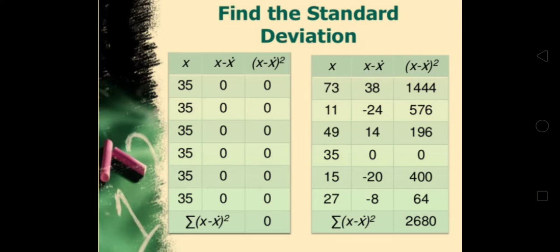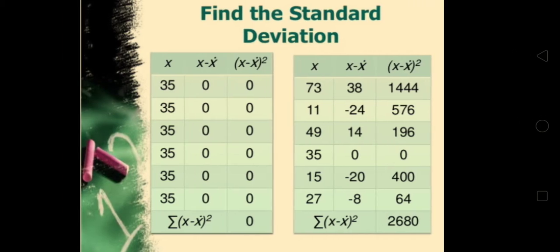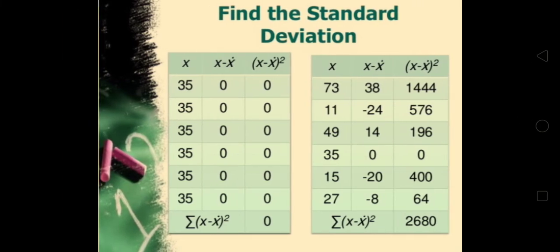What we have to do, firstly we have to derive x minus x bar, that is 73 minus 35, which is 38, then 11 minus 35, it will be minus 24, 49 minus 35, that will be 14. And then we have to square these: 38 squared will be 1,444, minus 24 squared will be 576, 14 squared will be 196, 0 is 0, minus 20 squared will be 400, 8 squared will be 64, and the sum of squares will be 2680.